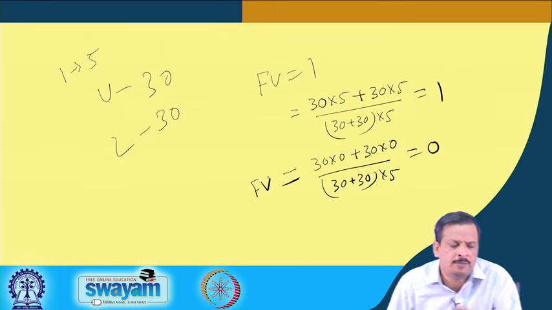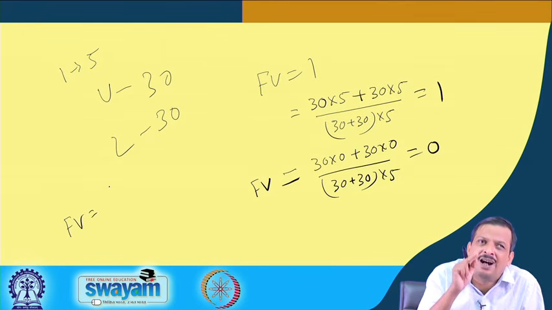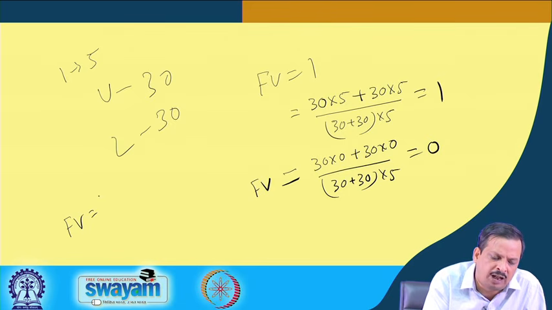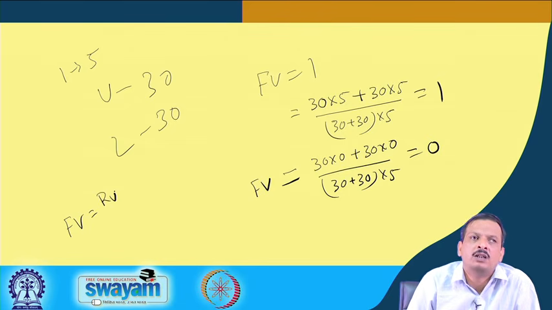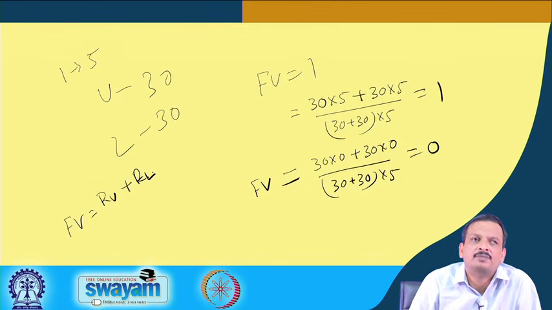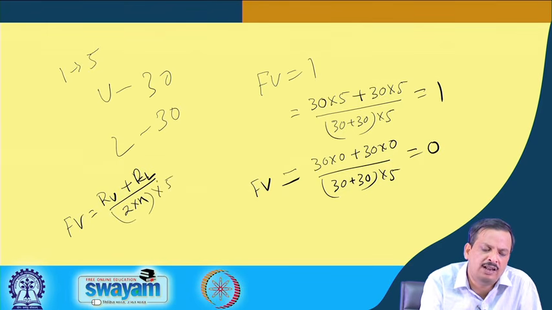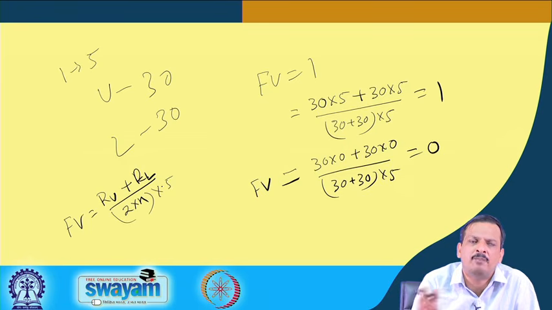So, the formula is FB is equal to marks obtained by upper group, RU, plus marks obtained by lower group, RL, divided by total group size, 2 into n if the group size is n, into test item marks. If the marks is 1, then into 1. If the test item marks is 5, then into 5. If test item mark is 10, then 10.